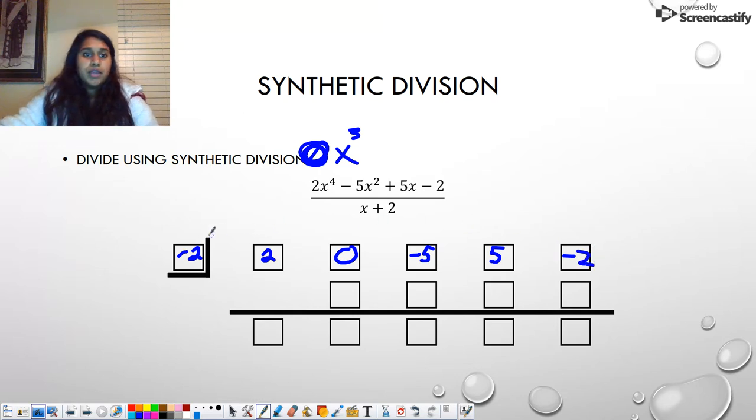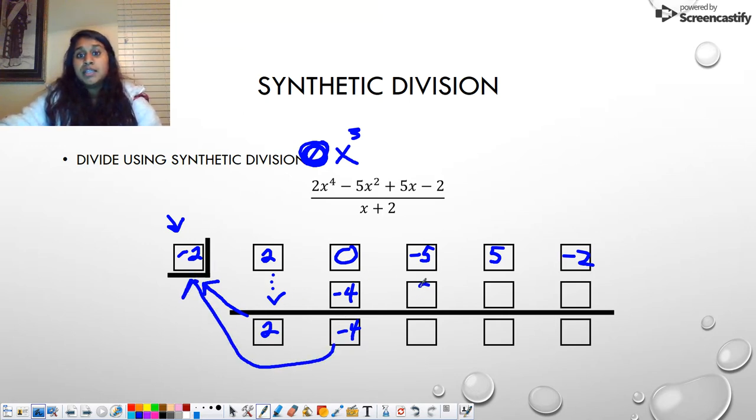Now, once I've put the correct number here and placed all my coefficients, making sure to account for placeholders and going from highest power to lowest power, all I'm going to do is drag this number down. I'm going to bring that 2 down and I multiply right here. 2 times negative 2 is negative 4, and I put that number right there. Then I add down. 0 plus negative 4 is simply negative 4. We multiply again. Negative 4 times negative 2 gives me 8. I put it in the new box. Then I add down. 8 plus negative 5 is positive 3.